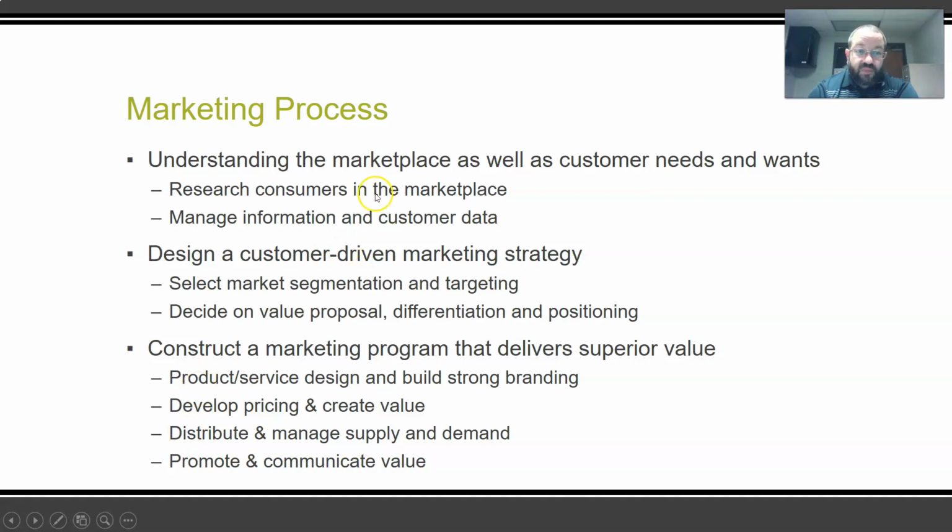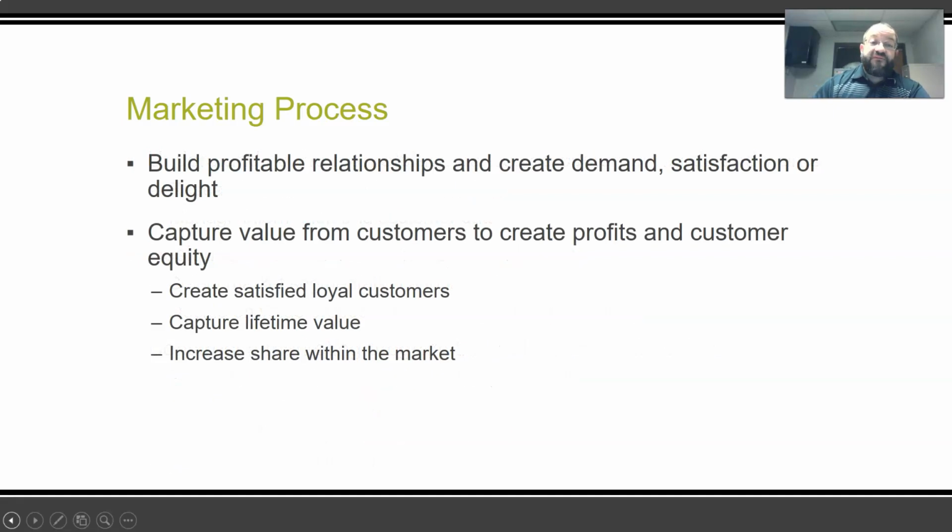Then, once you do all this, once you understand the marketplace, once you design a marketing strategy, you've got to construct a program that delivers superior value, right? That includes product design, service design, building a brand, right? A recognizable brand. Oops, not the Falcons, the Under Armour, right? Recognizable brand, or McDonald's, or the Nike swoosh, right? You got to develop pricing and create value, distribute and manage supply and demand. We'll talk about supply and demand in another chapter. And of course, promote and communicate a value.